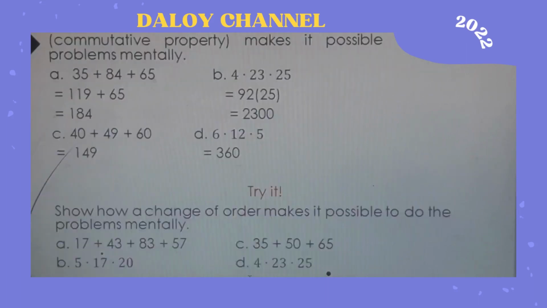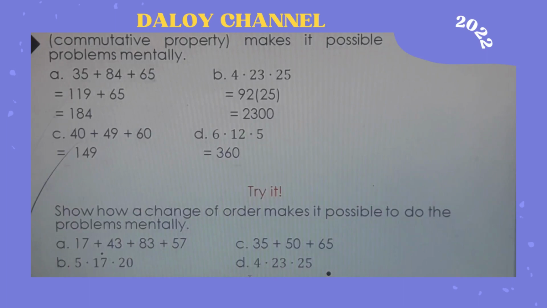Perform the try it activity. So, shall we proceed to number 5? Show how change of order, commutative property, makes it possible to do the problems mentally. Letter A, 35 plus 84 plus 65. So adding first 35 to 84 is 119, plus 65 is equivalent to 184.